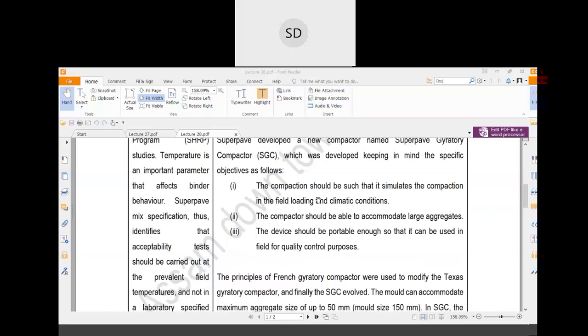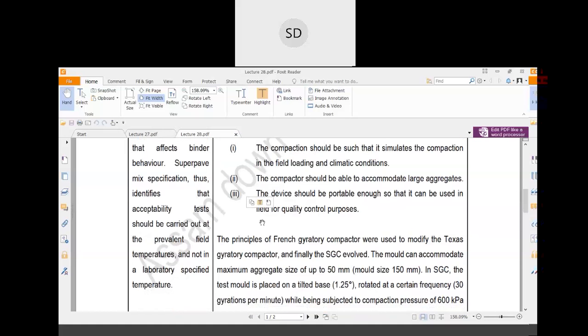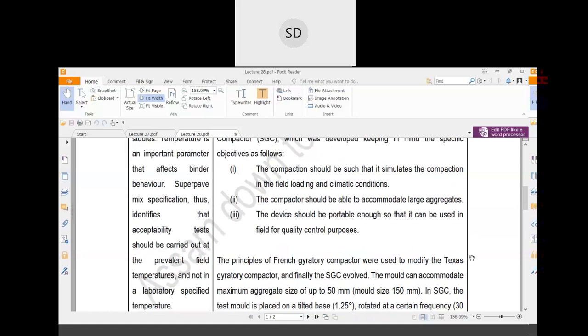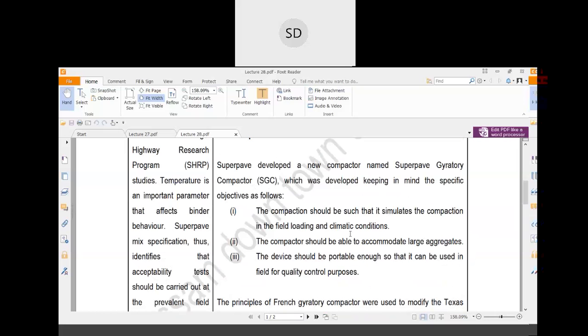Then the second point is the compactor should be able to accommodate large aggregate. If there is large aggregate, that also should be accommodated in the compactor, and the device should be portable enough so that it can be used in the field for quality control process. So these are the three main objectives of the compactor.